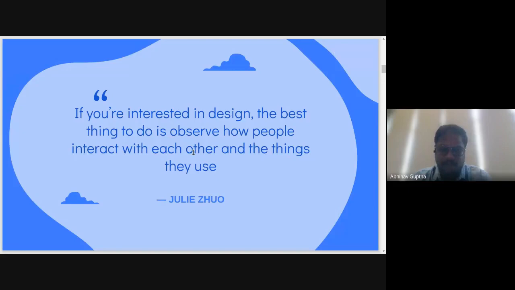So this particular quote gives you what we have done right now, right? If you're interested in design, the best thing to do is to observe how people interact with each other and the things they use. Design is basically a reminder, or an extraction, from what people want when they interact with their environment. And this particular quote is by Julie Zhuo.